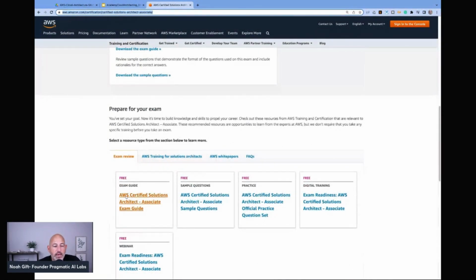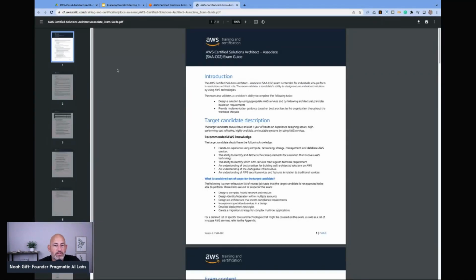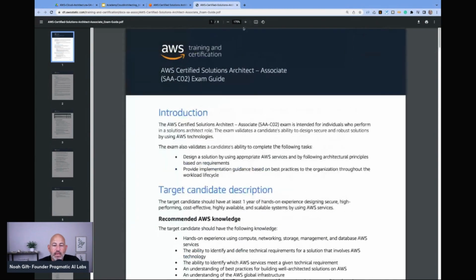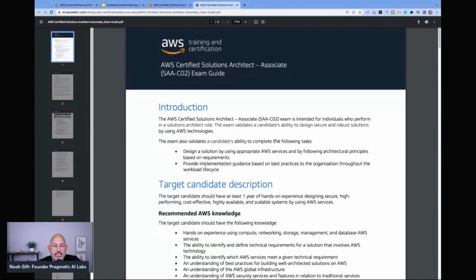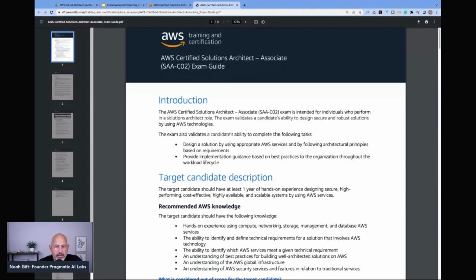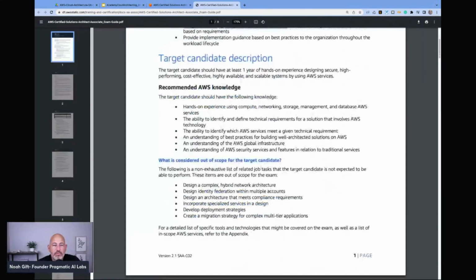So we see this exam guide, the AWS Solutions Architect Associate Exam Guide. If we pull it up, it's a PDF, and we can go through here and read what it says. It says the AWS Solutions Architect Associate exam is intended for individuals who perform in a solutions architect role. This exam validates a candidate's ability to complete the following tasks: design a solution by using the appropriate AWS service, provide implementation guidance on best practices, and the target candidate would be someone who has experience with compute, networking, storage, management, and database.